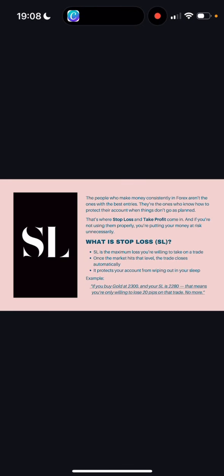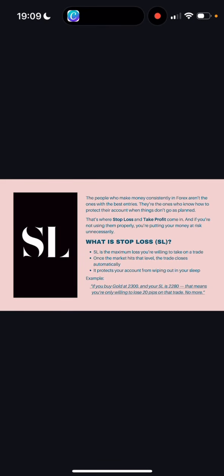The point is, 2,300 is your entry price. Your SL is 2,280. With a 0.01 lot size, you're risking $20 on that trade.